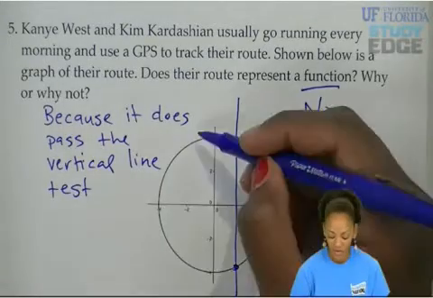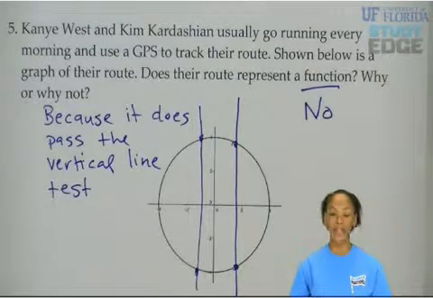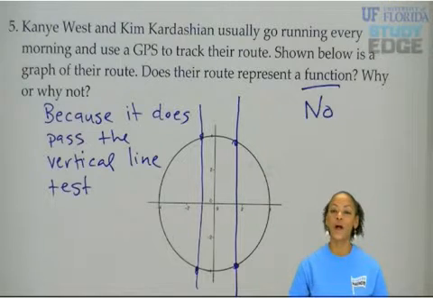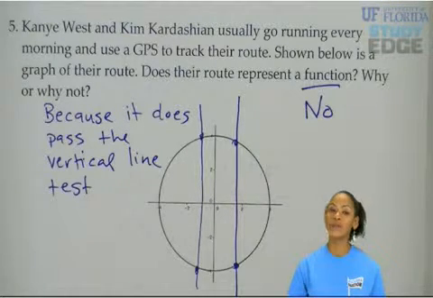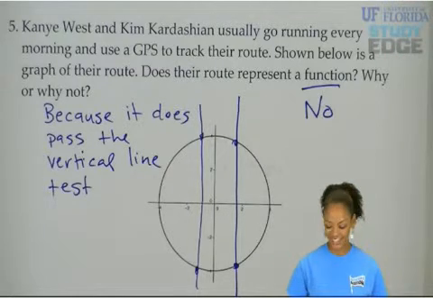Does that make sense? You can even draw other vertical lines and see that a circle will never pass the vertical line test. So does this route represent a function? No. Why or why not? Because it does not pass the vertical line test, so it is not a function. I hope that was helpful. See you next time.